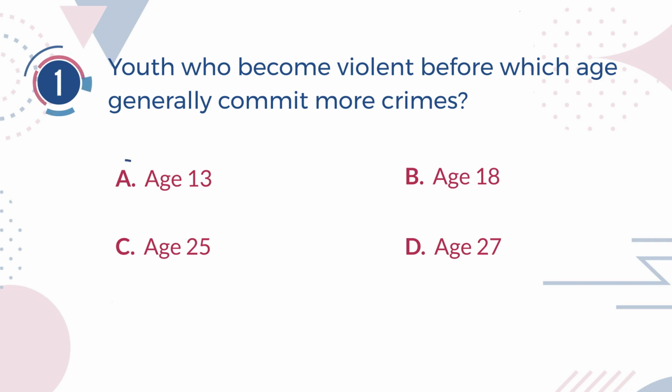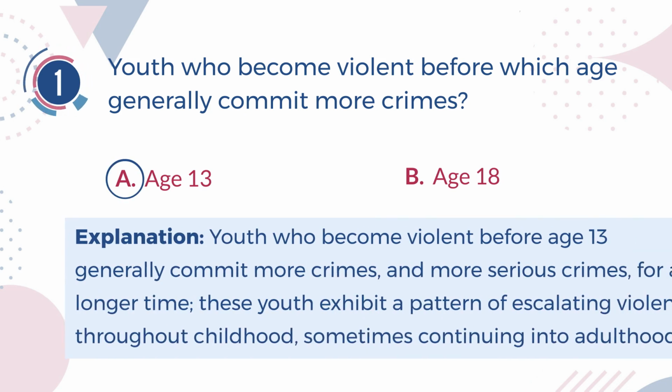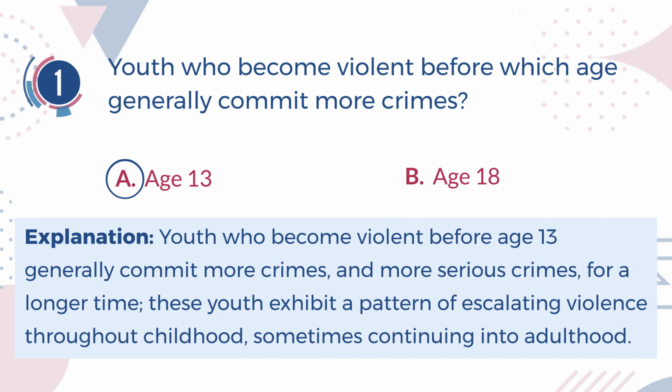The correct answer is A. Age 13. Explanation. Youth who become violent before age 13 generally commit more crimes and more serious crimes for a longer time. These youth exhibit a pattern of escalating violence throughout childhood, sometimes continuing into adulthood.